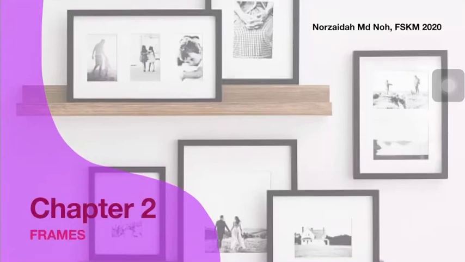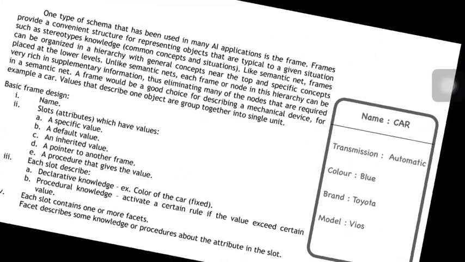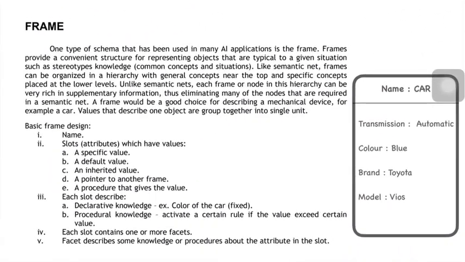Hi, today we are going to look at how to represent knowledge in frames. What are frames? Frames are one type of scheme that we use to represent knowledge in many AI applications. Frames provide a convenient structure. They can represent objects, and it is a typical representation because it can look at the common concepts and situations.